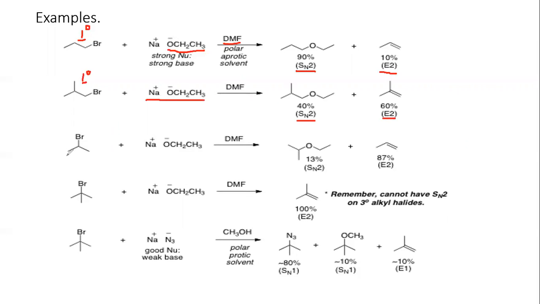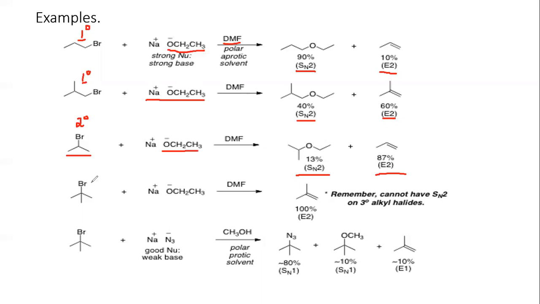But now if we go to a secondary alkyl halide, and again we're using the same type of reactant ethoxide. With a secondary, you see that we get majority elimination product and very little substitution product. So again, that strong base rips off that proton very quickly, and therefore it forms more of the elimination product and less of the substitution product.